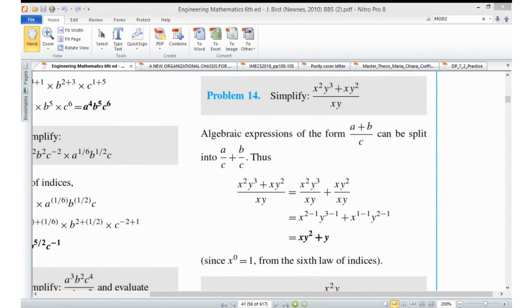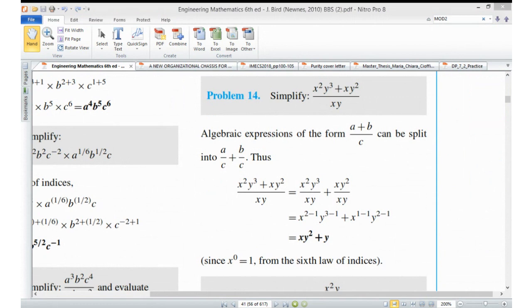The same will happen to this side of the equation, where we'll have x raised to power 1 minus 1, because it is x power 1 over x power 1, and then we have y raised to power 2 minus 1. Then the simplified or final answer will be xy raised to power 2 plus y. We can't add y and y because there is a multiplication in between, between x and y. Therefore, this one cannot go together. That y and the other y are of different forms. They are not like terms.